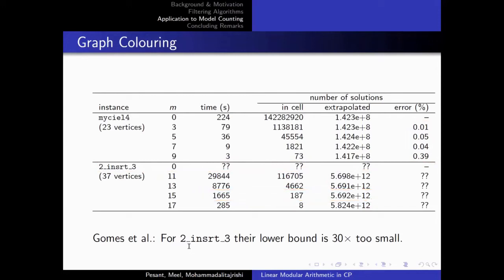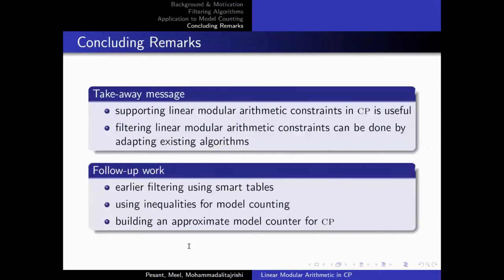For comparison, Gomez et al. on that instance have a lower bound that's a factor 30 too small. So to wrap up, our takeaway message is that supporting linear modular arithmetic constraints in CP is useful. You saw an application, model counting. In the paper, there's an illustration on checksums as well. And you don't require that much extra work in terms of implementation because we're reusing a lot of the known algorithms.